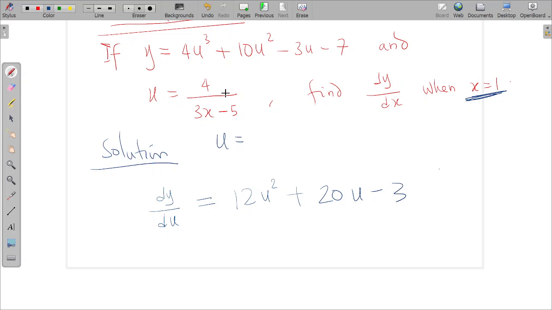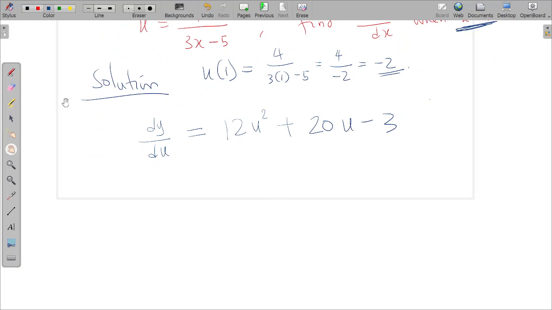So let's put this value in, u of 1. What will be u of 1? Let's find u of 1. u of 1 will now become 4 over 3 times 1 minus 5. This will be 4 over minus 2, which will become minus 2. Okay, so when x is 1, u will be minus 2.